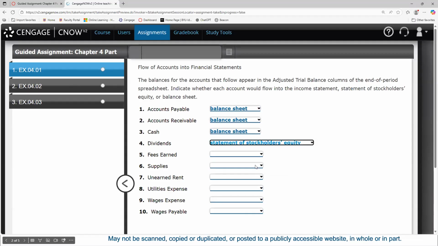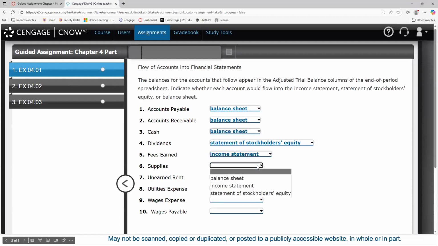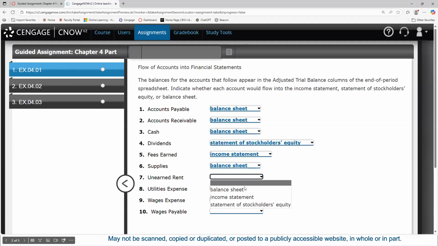Fees earned, what kind of account is that? Revenue, good. And revenues and expenses both go on the income statement. Supplies is an asset, so balance sheet. Unearned rent. That one's a little weird. When it says unearned in its name, it's a liability. It means you owe it. It means somebody's paid you in advance and you owe them the use of the building, in this case for rent. And so liabilities always go on the balance sheet.